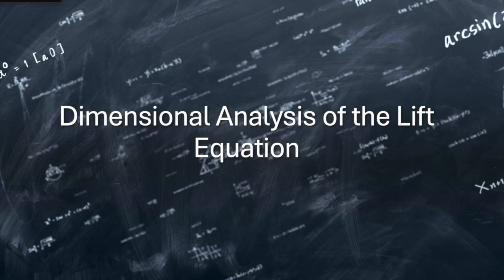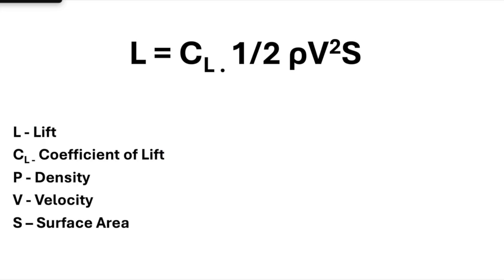So moving on, the lift equation, this is the equation that we are going to prove today. L equals CL, coefficient of lift, into half rho V squared S. So L denotes lift, CL denotes coefficient of lift, rho denotes density, V denotes velocity, and S denotes surface area.